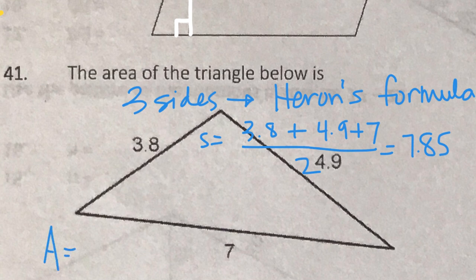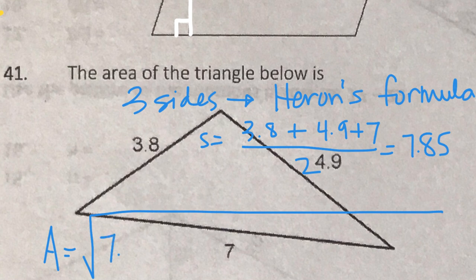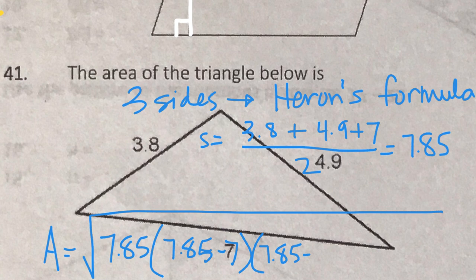So this is how Heron's formula works. It's the square root of a big old thing, so 7.85. And then you take your semi-perimeter and you subtract each of your side lengths, so minus 3.7, 7.85 minus 3.8, 7.85 minus 4.9, right? So we subtract each of the side lengths from your semi-perimeter, and then you multiply them together, and then you take the square root. So let me do that in my calculator and see what we get.